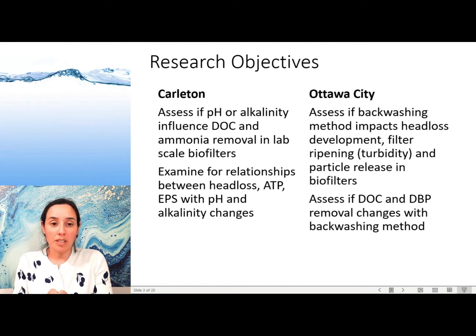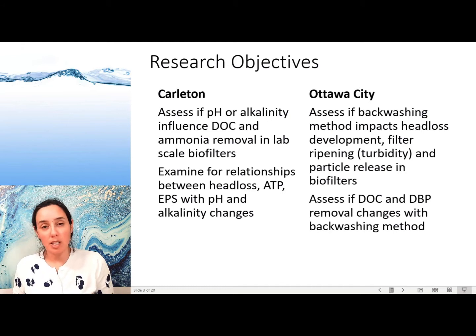So I'm going to present some research from two studies that we've worked on, one at Carleton University in our pilot lab and one at the pilot plant at Ottawa City. The Carleton lab looked at the influence of pH and alkalinity on DOC removal, ammonia, and head loss, while at Ottawa we were focusing in on backwashing methods to see if they could impact head loss development, more importantly, minimize head loss development, as well as the impact on filter ripening and particle release, and then assessing if those had any influences on the DOC and DBP that we observed in the biofilters as well.